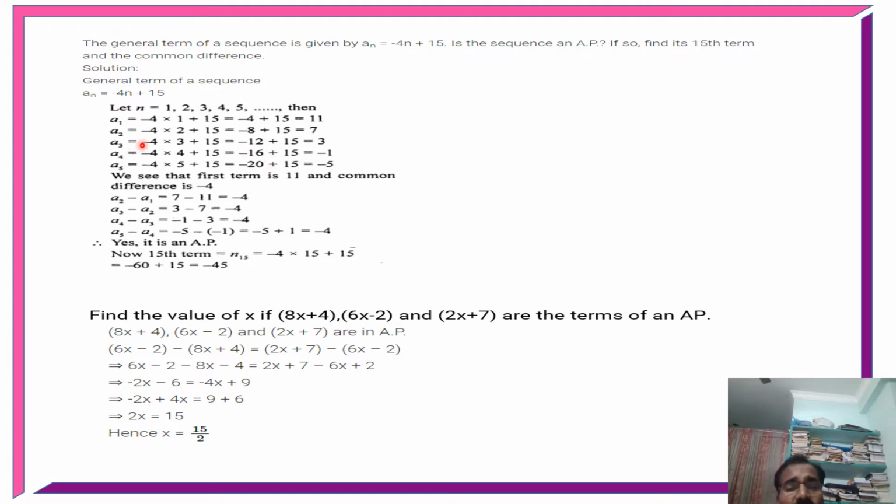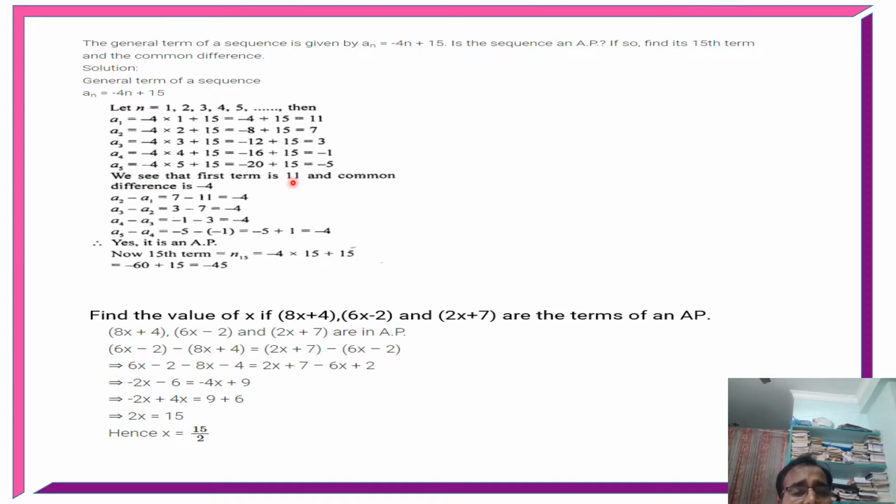Substitute n equals 1, we get minus 4 into 1 plus 15, minus 4 plus 15, 11. If we substitute n equals 2, a2 equals minus 4 into 2 plus 15, minus 8 plus 15, 7. a3 is minus 4 into 3 plus 15, equals minus 12 plus 15, 3. a4 and so on. a5 we also got minus 5. If we substitute 4, minus 1. So let us check whether the difference is a fixed value or not.